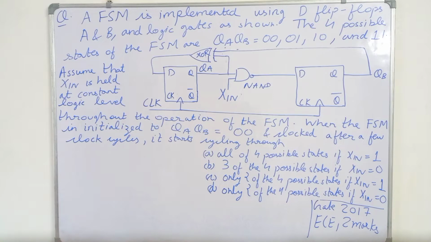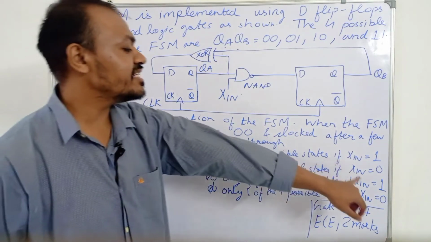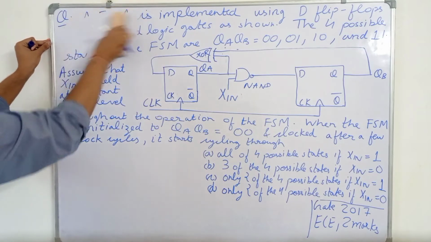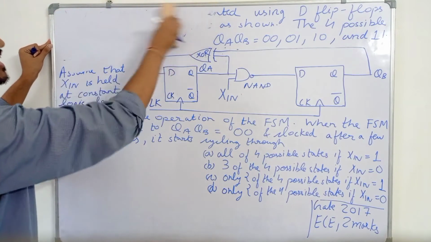So we have to find what are the states which are possible for Xin equal to 1 and for Xin equal to 0. We will take both the options one by one. But first, let us determine the next states. I am removing this part because it is of no use for us now, and I am writing it here.